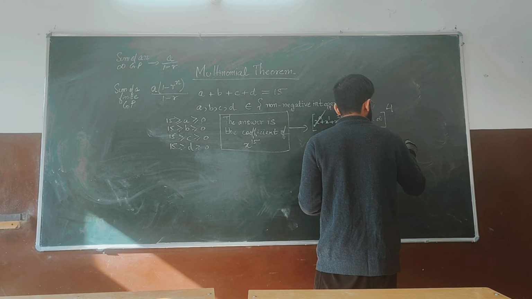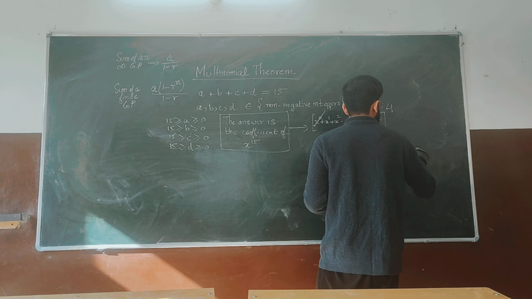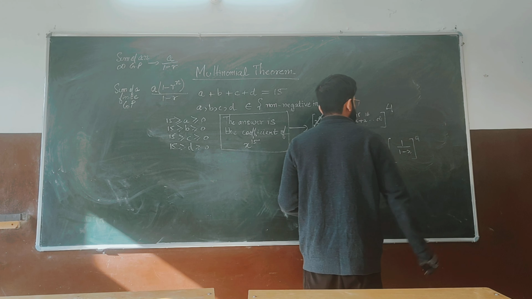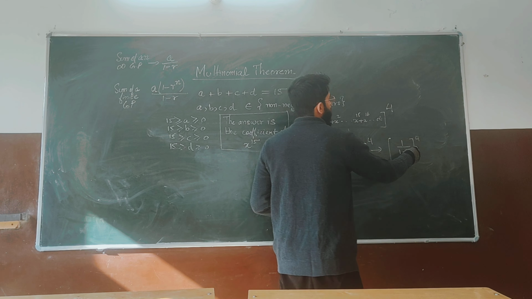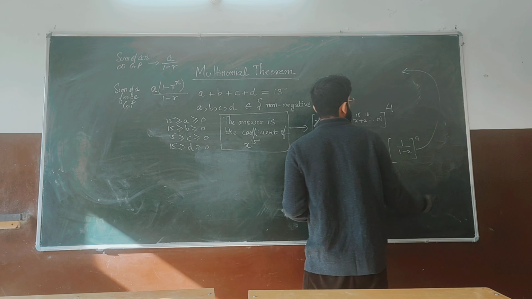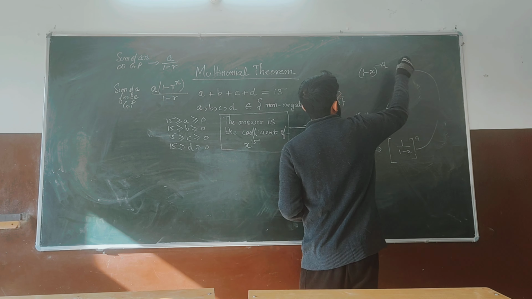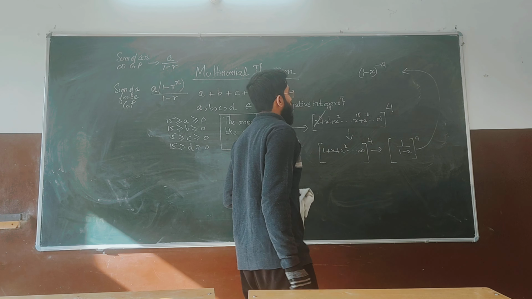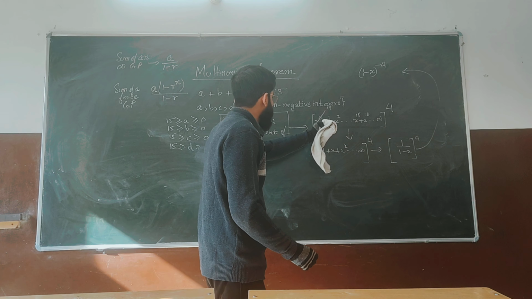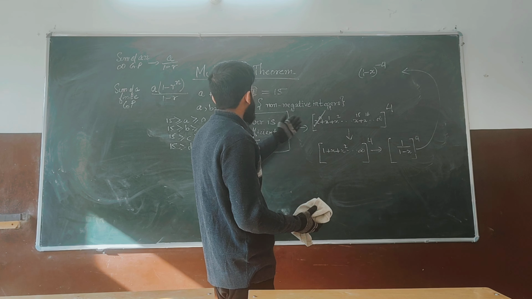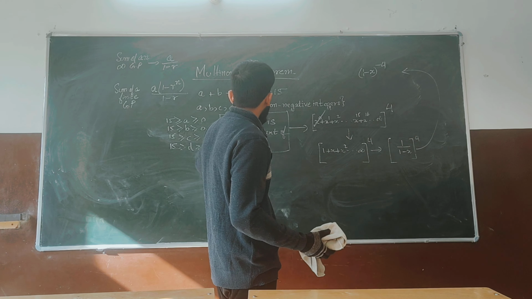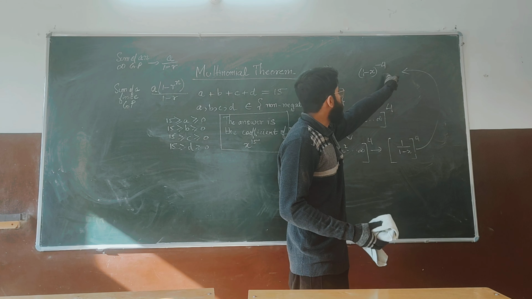which becomes the same as a by 1 minus r, right? So, okay, and this thing I can write like this, 1 minus x to the power minus 4. The coefficient of x to the power 15 in this is equal to the coefficient of x to the power 15 in this is equal to the coefficient of x to the power 15 in this.